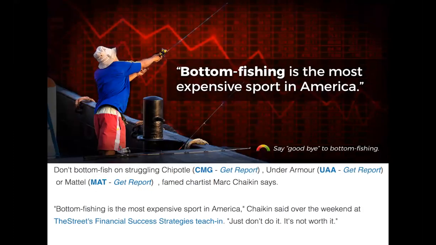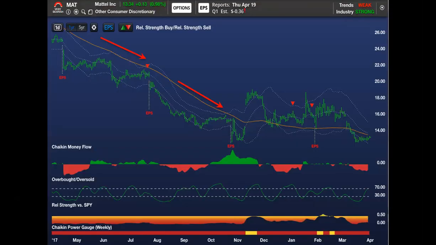So one of the worst things you can do, in my view, is to bottom fish. When I did a live teach-in with Jim Cramer in New York in late October, I said in my presentation that bottom fishing is the most expensive sport in America. And TheStreet.com liked that and wrote a series of articles. One of the stocks that I mentioned back then was Mattel. And Mattel had given us a relative strength sell signal ahead of a bearish earnings report.